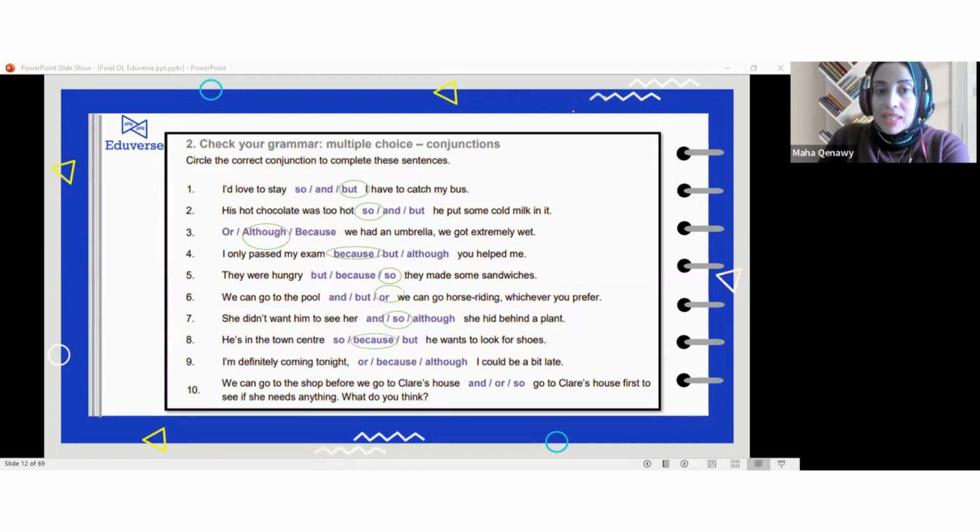Number 9, I'm definitely coming tonight, although I could be a bit late. Yes, although I could be a bit late, but I can be a bit late. We agreed on that, although and but have the same meaning. Both of them can come either in the middle of the statement or at the beginning of the sentence.